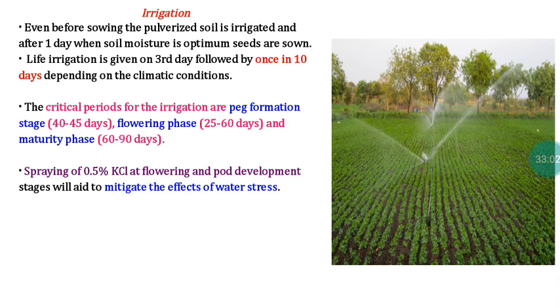So irrigation is a very important one as far as the groundnut is concerned. We have to irrigate the crops once in 10 days depending upon the climatic conditions. The critical stages with reference to irrigation are peg formation, flowering, as well as the maturity phase. And another thing I already expressed, that in situ germination is a major problem.